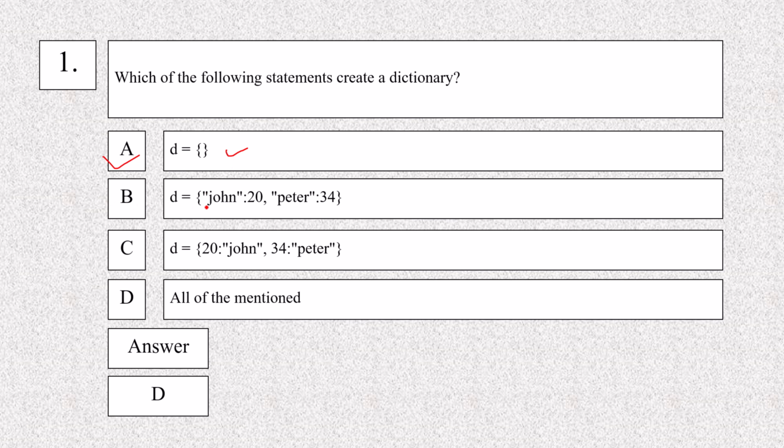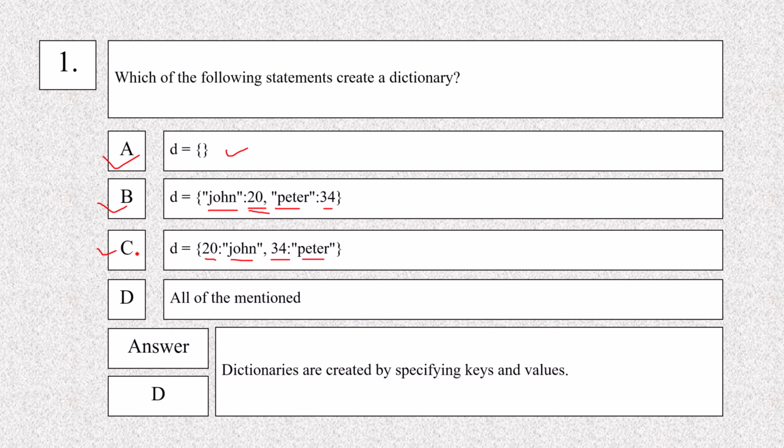Option B, we know that in a dictionary we have a key and value pair. So John is key and 20 is value. Also Peter is key and 34 is value. And also you can see in the third statement we have key 20 and value John, key 34, and here the value of that key is Peter. So A, B, C is the correct answer. That is why option D will be the correct answer.